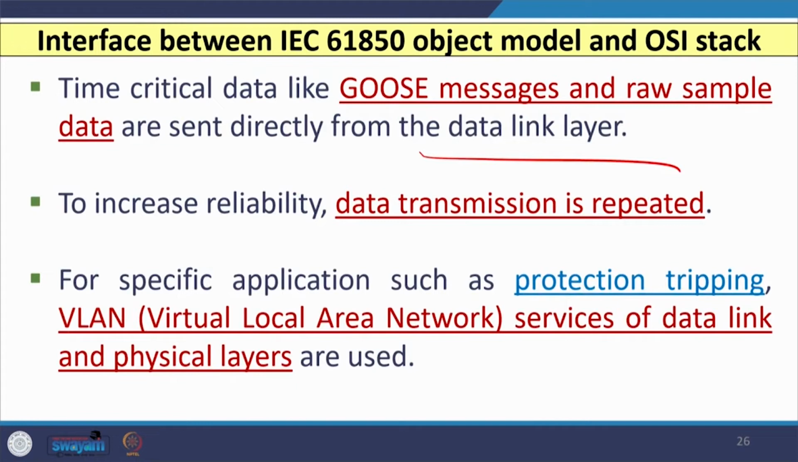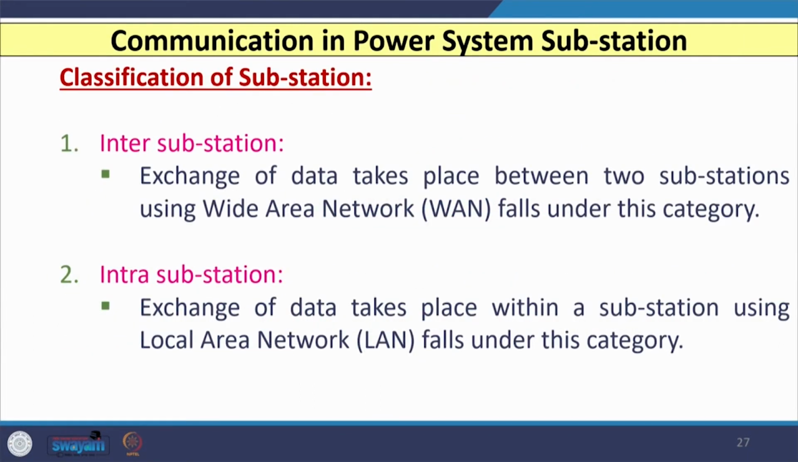To increase the reliability, data transmission is sometimes repeated, and for specific applications such as protection tripping, virtual local area network services of data link and physical layers can be used, and these services are used by several utilities also. Now, with this background, let us see how the communication is possible in different substations.